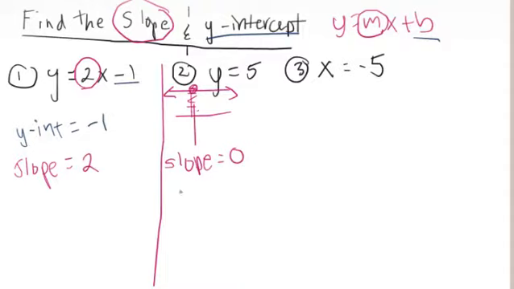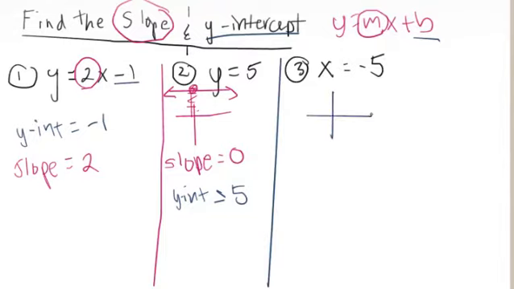My y-intercept still exists though, because if I look at the graph, the y-intercept appears to be at 5. That's where it crosses. So we're always going to get a slope of 0 for y equals lines, and where it goes through is where our y-intercept is. Our last one, if we were to graph this, we'd go to -5, and it would be a nice vertical line.